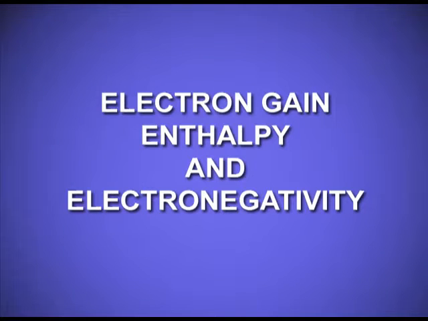Electron gain enthalpy and electronegativity. Electron gain enthalpy. When an anion is formed, we add an extra electron in the valence shell. When we add an extra electron in the valence shell, energy is released. This is known as electron gain enthalpy.